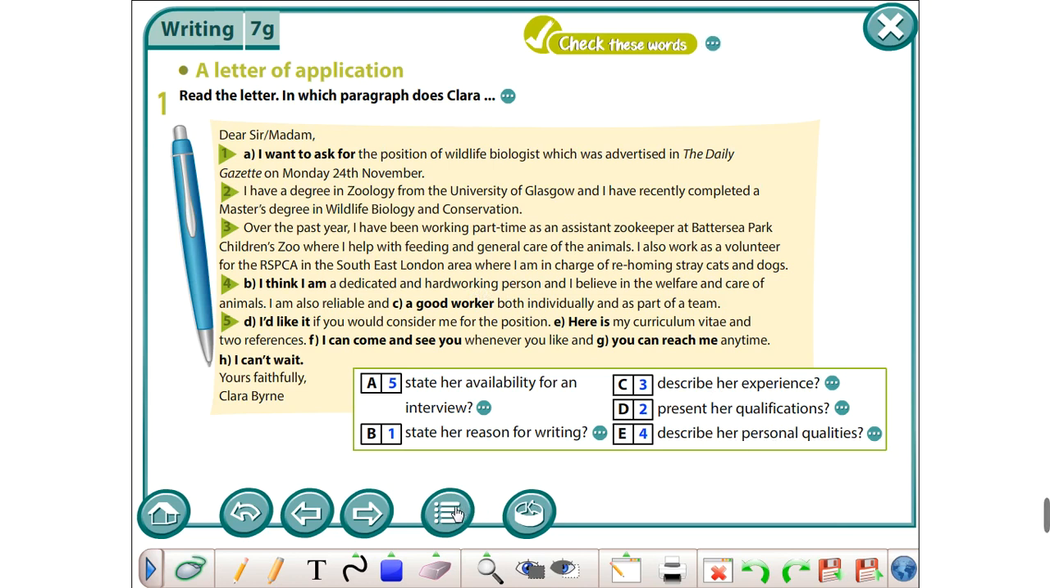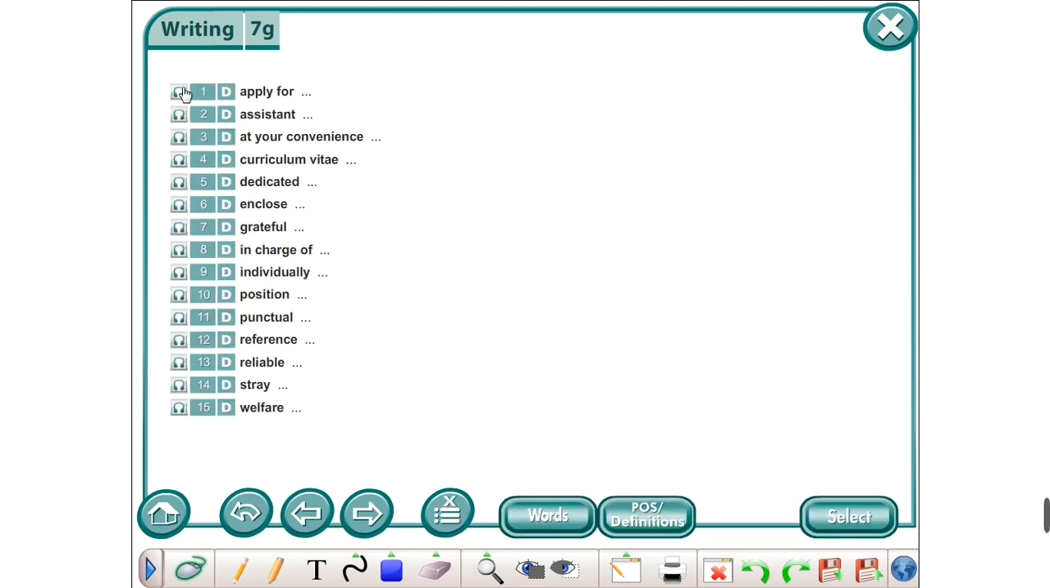Let's have a look at the new words. Apply for. Assistant. At your convenience. Curriculum vitae. Dedicated. Enclose. Grateful. In charge of. Individually. Position. Punctual. Reference. Reliable. Stray, stray animals. Welfare.